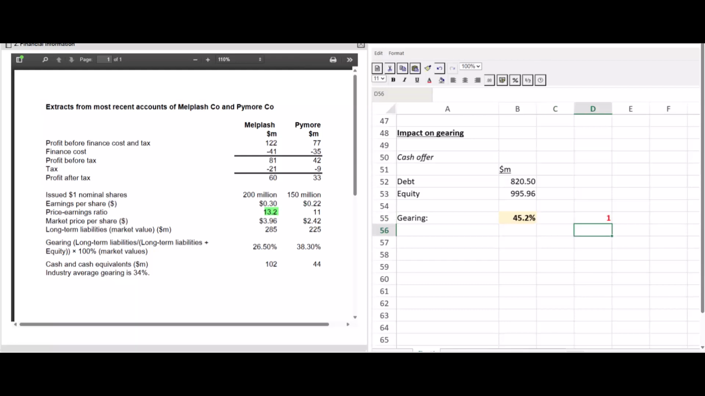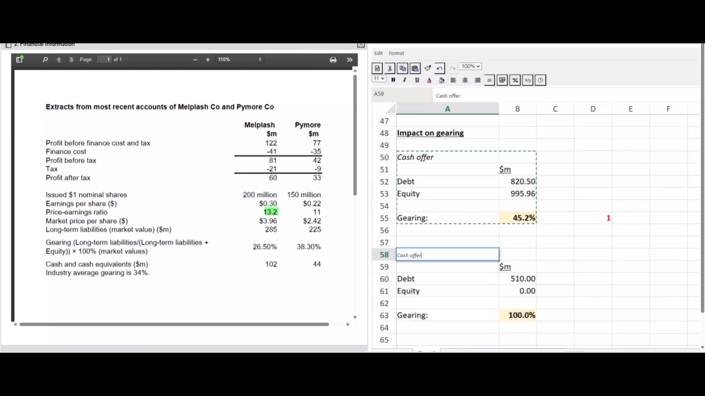Right, now we've done that once, it was relatively straightforward to do it again. And what you could do actually is copy and paste that. So you could copy and paste this structure and do it again now, but this is for the share offer instead. So we can just change the wording, just change that to share offer. So in terms of the debt this time, we're just going to have the 285 and the 225 that we saw earlier, aren't we? We don't have that additional debt now anymore. We're just going to use those two existing figures, the long-term liabilities for both companies that we saw there on the left.